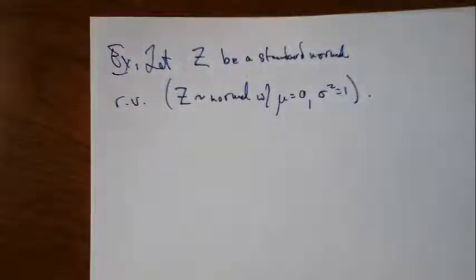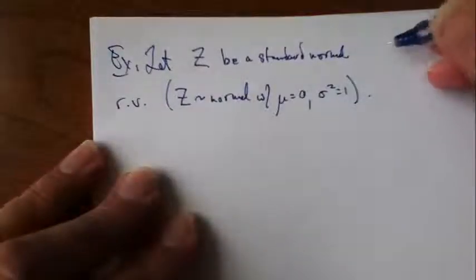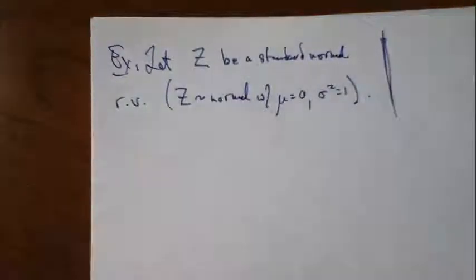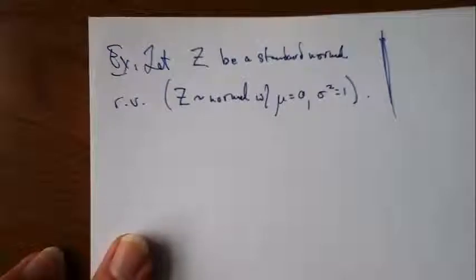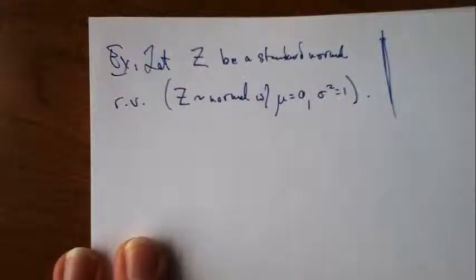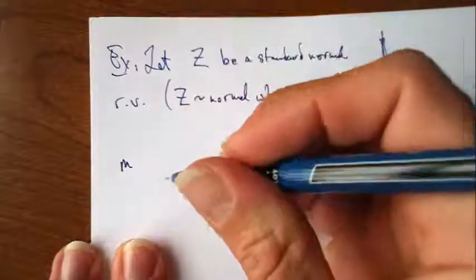Let Z be a standard normal. That is, it's a normal random variable with mean 0 and variance 1. Okay, let's find the distribution of Z squared. How does Z squared behave?